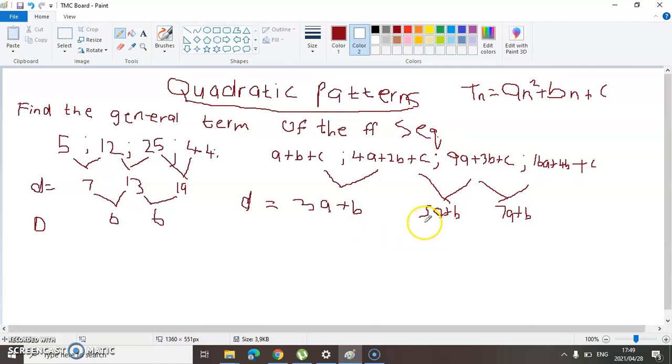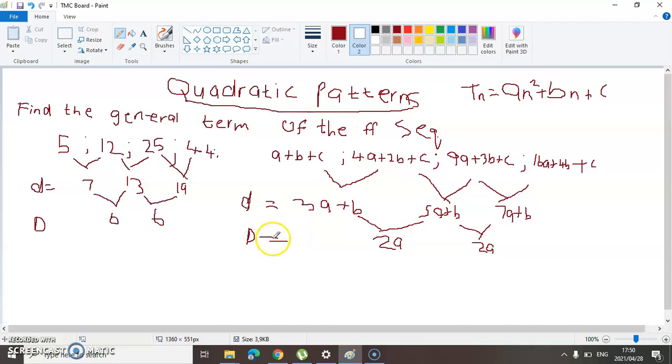So how do we get a third difference? Sorry, not the third difference, the second difference. So 5a minus 3a, what do you get? You get 2a. And then b minus b is equal to 0. And then 7a minus 5a, what do you get? You get 2a again. Aha! It does correspond with whatever we got here. Now this is a capital D, which is the second difference.